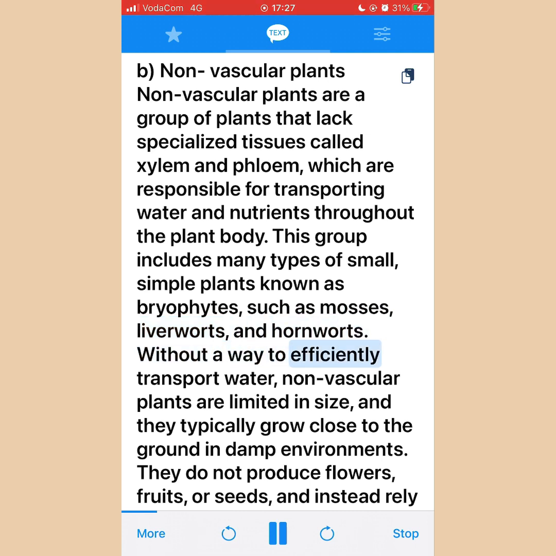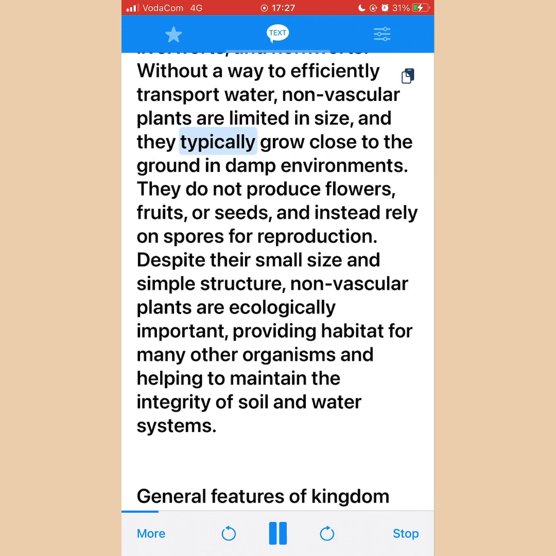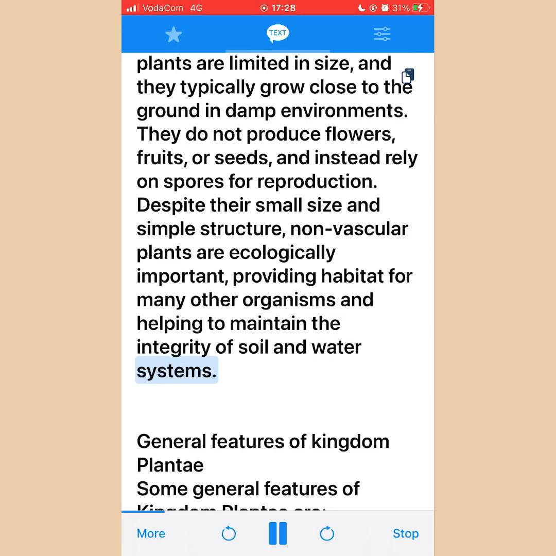Without a way to efficiently transport water, non-vascular plants are limited in size, and they typically grow close to the ground in damp environments. They do not produce flowers, fruits, or seeds, and instead rely on spores for reproduction. Despite their small size and simple structure, non-vascular plants are ecologically important, providing habitat for many other organisms and helping to maintain the integrity of soil and water systems.